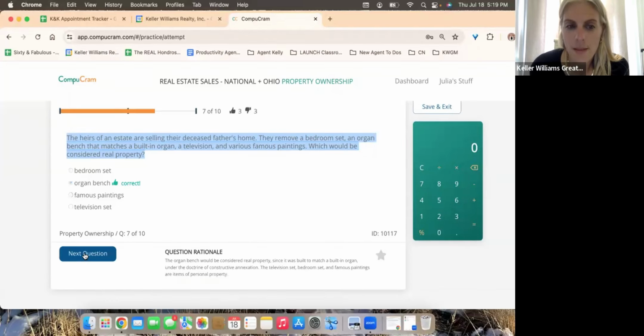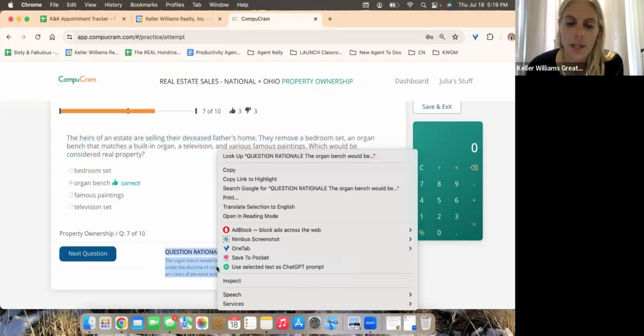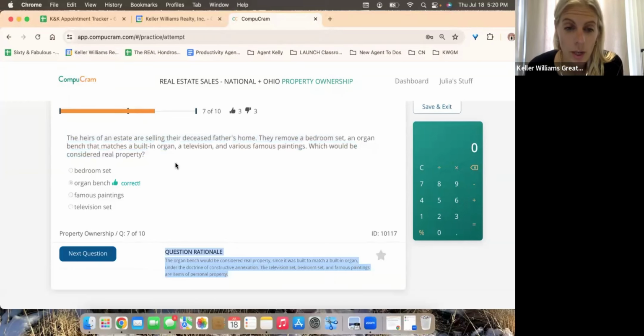What do we say? B? And B is correct. The organ bench would be considered real property since it was built to match a built-in organ. The key thing is they tell you about the built-in organ, so that automatically becomes real property. So anything normally associated with that built-in is going to be considered real property.